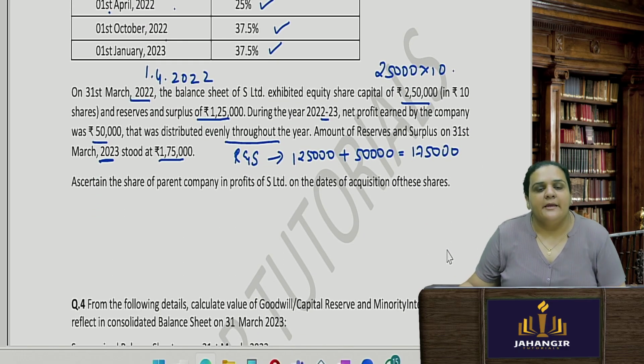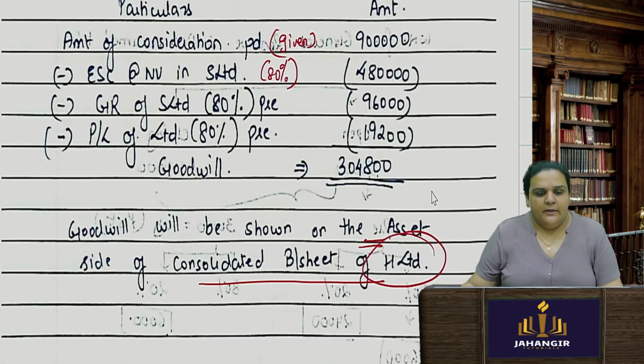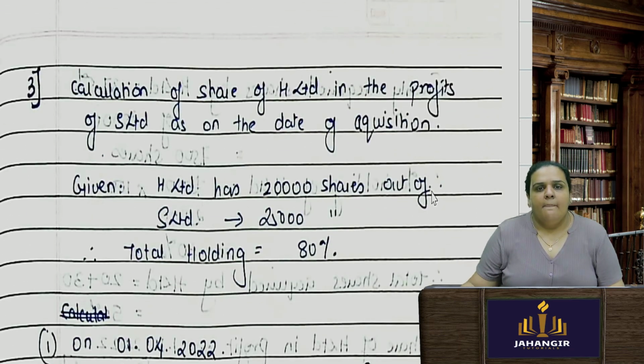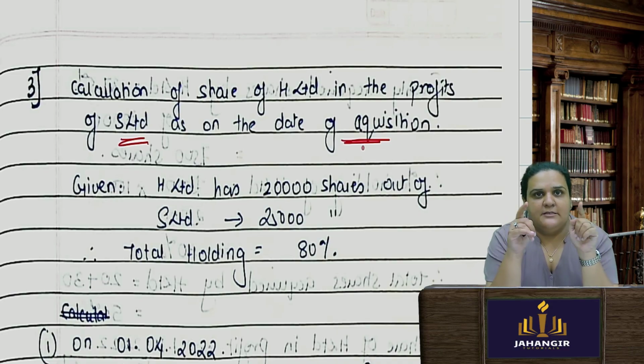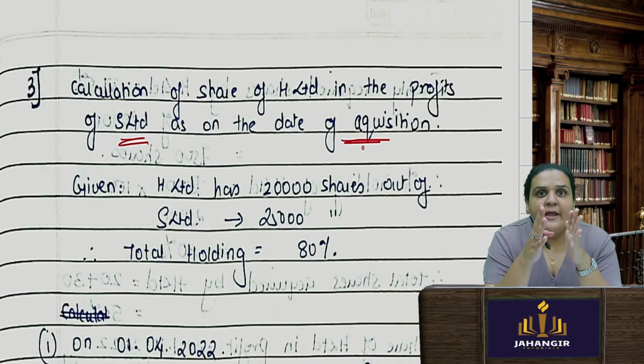Ascertain the share of the parent company in profits of S Limited, means in this profit, pre and post profit, as on the date of the acquisition of these shares. Simple. Calculation of share of H Limited in the profits of S Limited as on the date of acquisition. They are not asking cost of control. They are not asking minority interest. They are asking you to ascertain the share in the profits. Okay, share of H Limited in the profit of S Limited. There is only one profit here, general reserve.